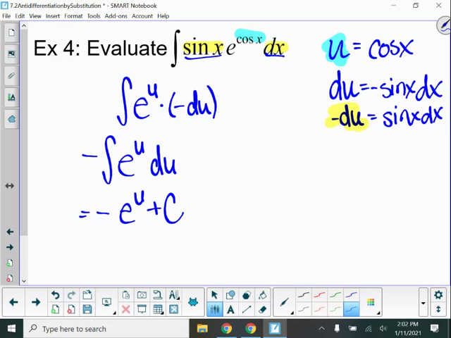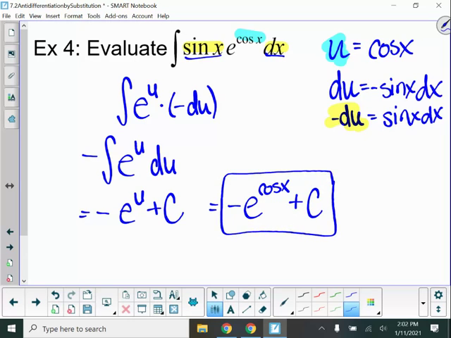Once you've taken the antiderivative, you can go ahead and replace the u with what you'd originally had in the problem. So that's going to be negative e to the cosine of x plus c. And you could check this by taking the derivative, and if you take the derivative, you would get sine of x times e to the cosine of x.